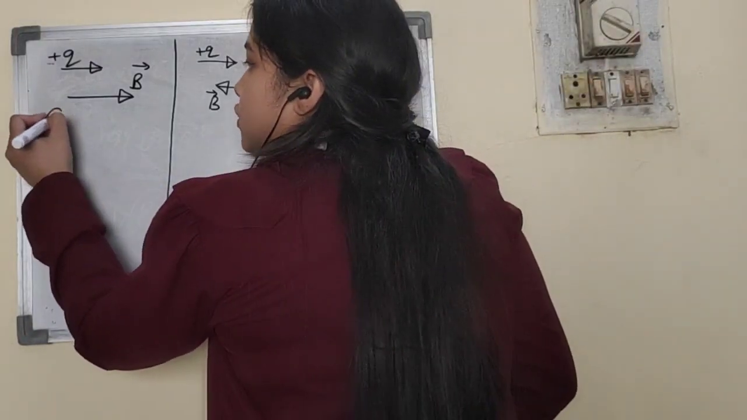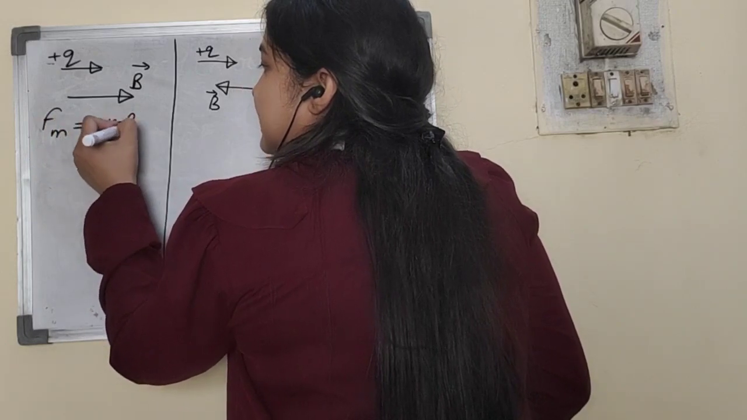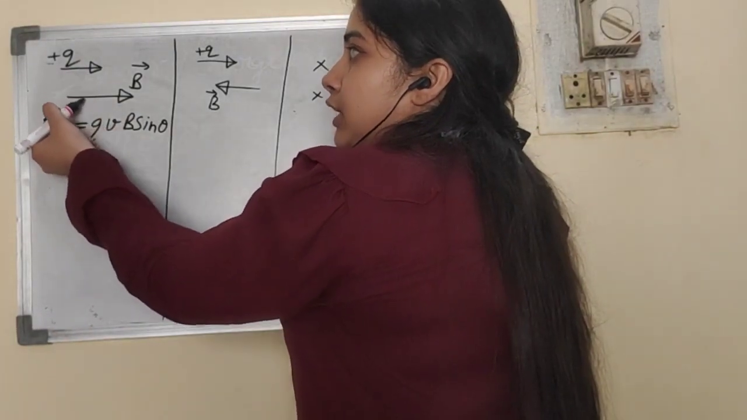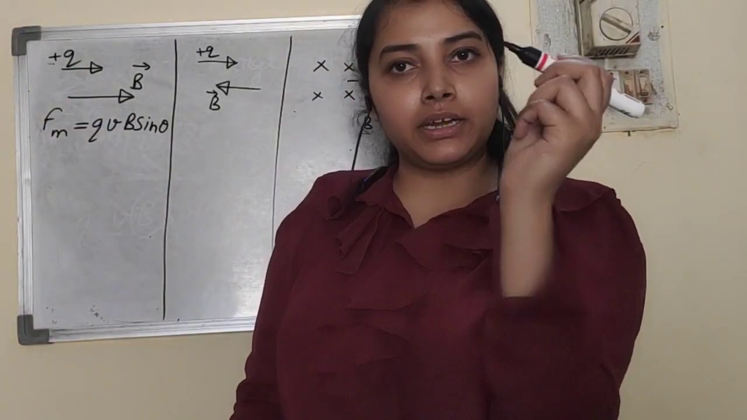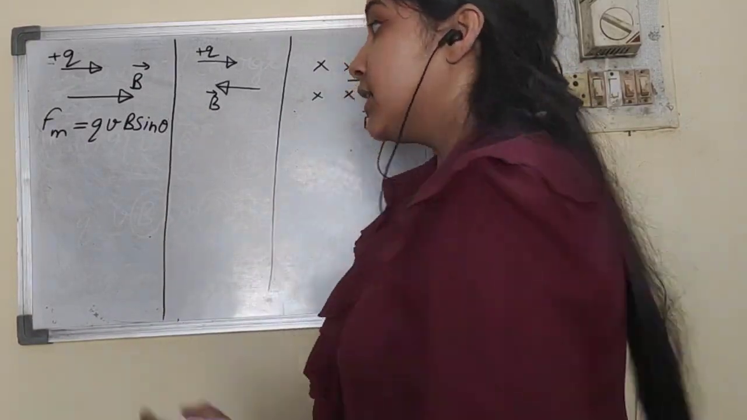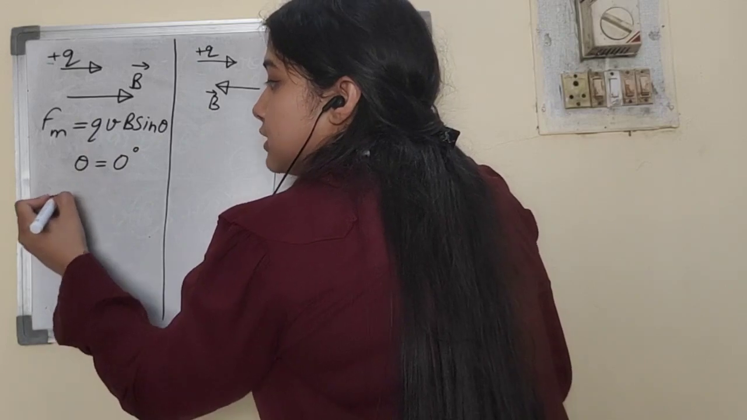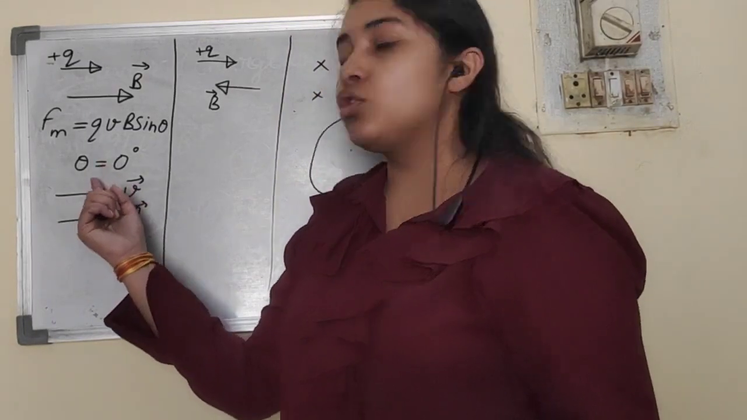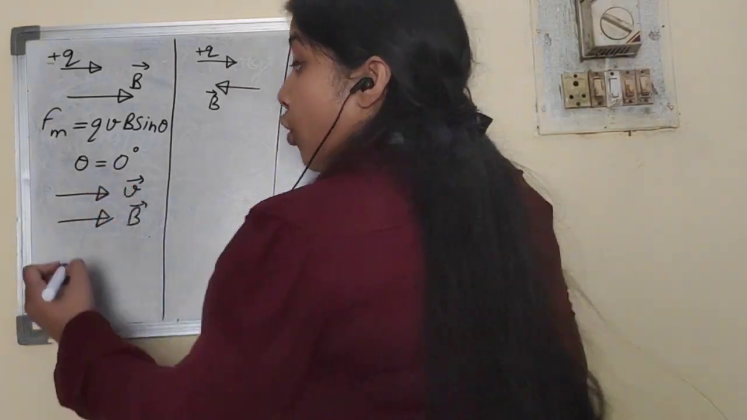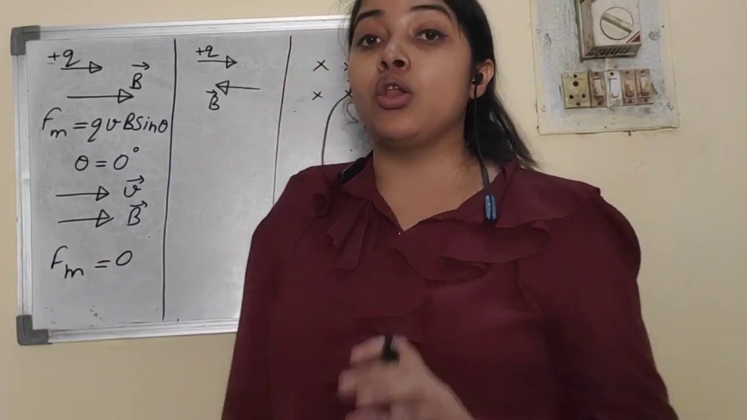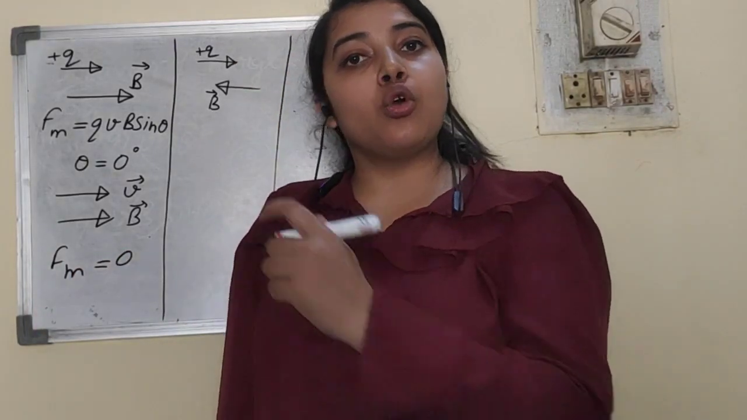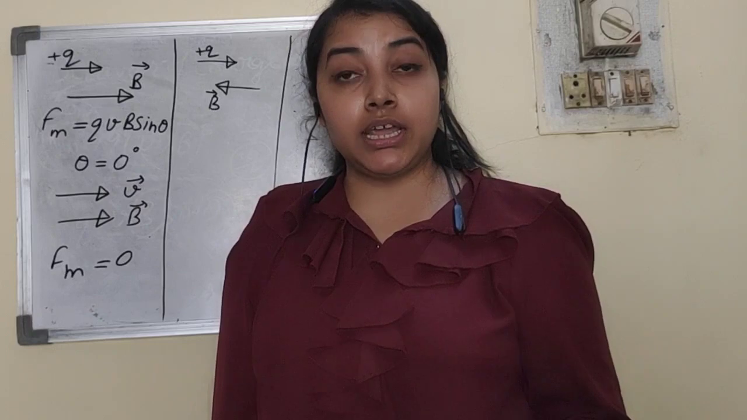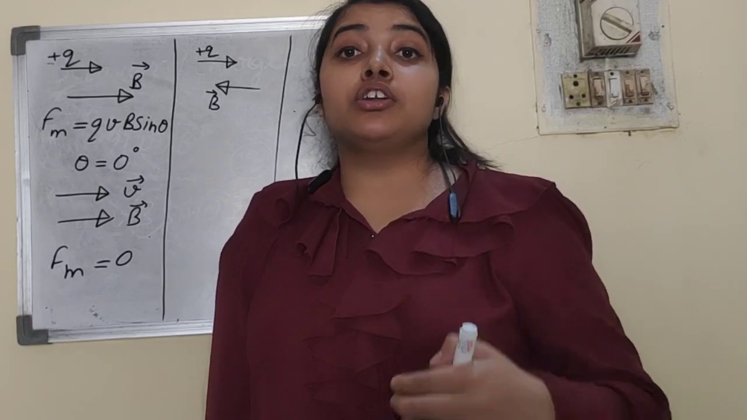As we know, the force is given by Q VB sin theta. Now, in that case, the angle between the direction of motion of the charged particle and the magnetic field is the same. That means here theta is equal to 0 degrees. As you can see, the velocity is in the same direction as the magnetic field. We know that sin 0 is 0. So in that case, the charged particle will not experience any kind of force. It will go straight without even a change in its velocity.